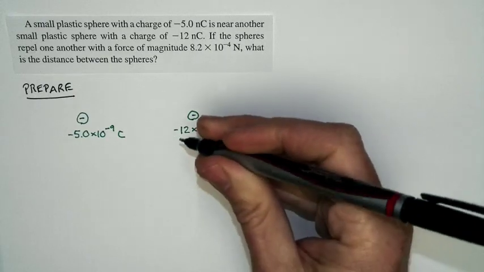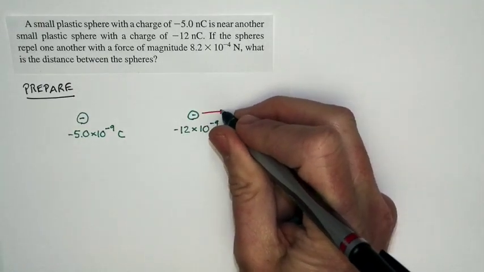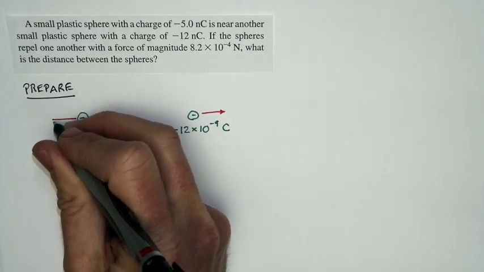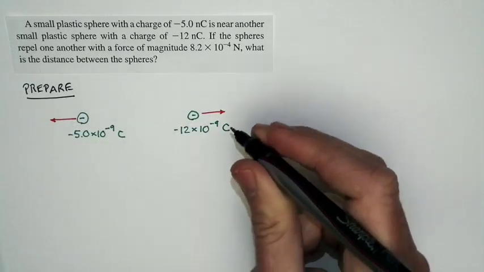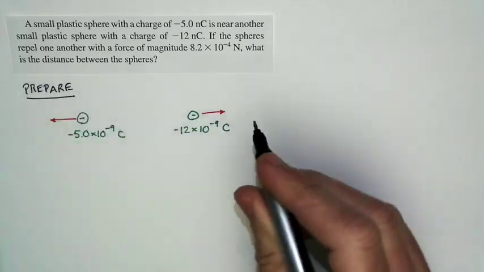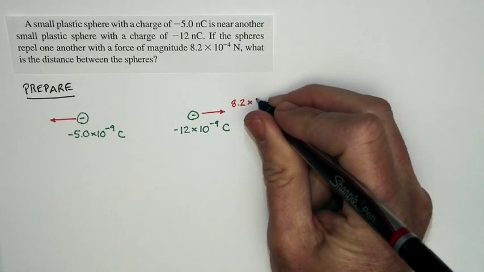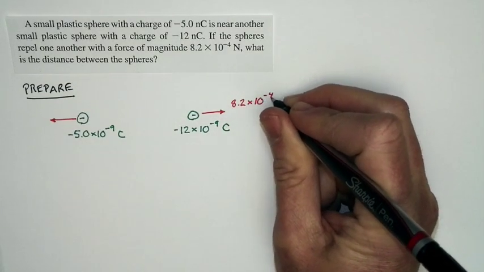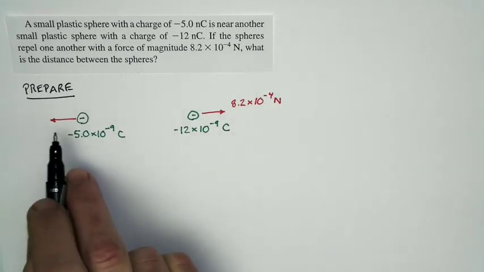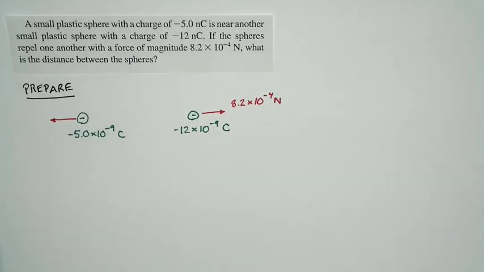Now we know two charged spheres, both negatively charged, will exert a repulsive force. We know that's true. And we're told that the two spheres repel each other, and we're given the magnitude of the repulsive force. It's 8.2 times 10 to the minus fourth newtons. And of course, these forces will be equal and opposite.